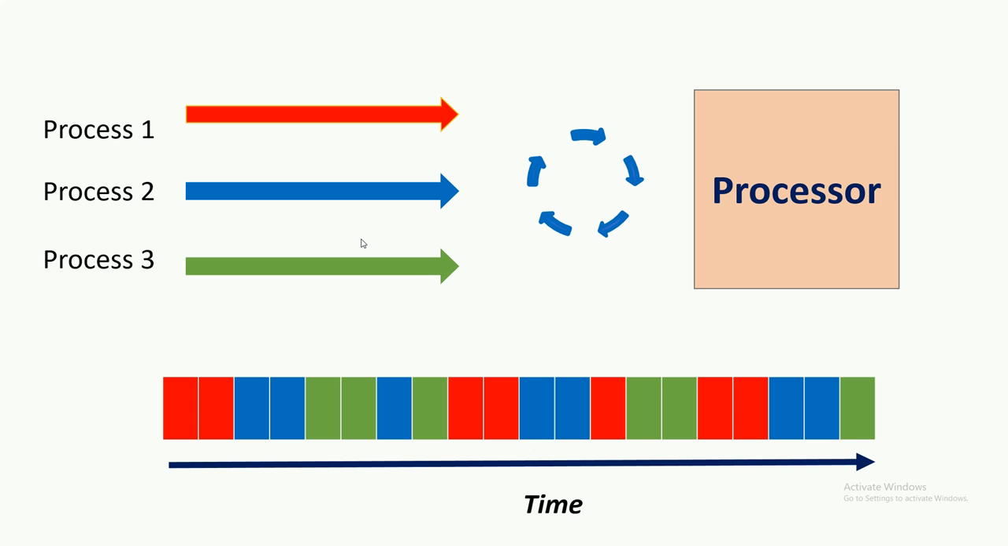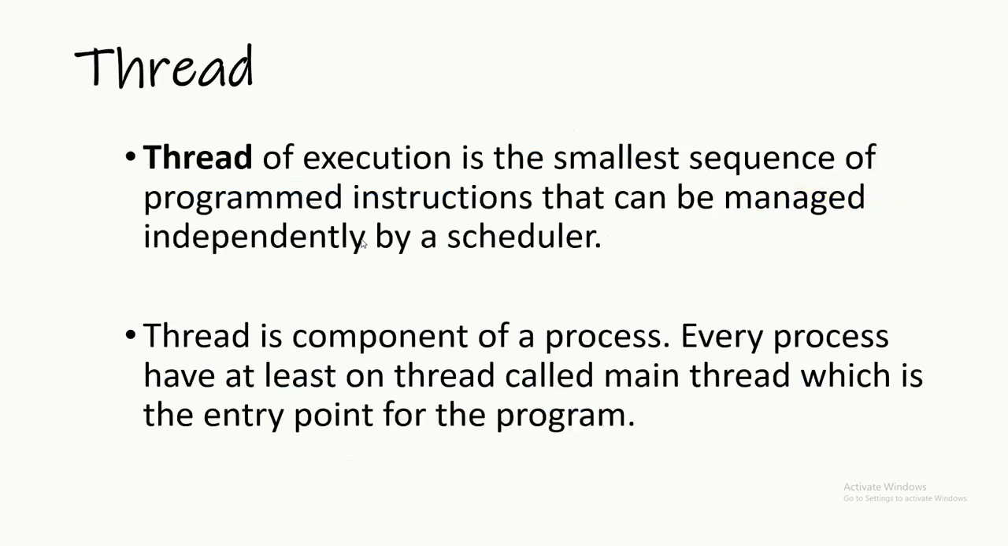Another important concept which is very similar to a process is a thread. A thread, or thread of execution, is the smallest sequence of programmed instructions that can be managed independently. A thread is a component of a process. Every process has at least one thread called the main thread, which is the entry point for that process. You can assume a thread as a scaled down version of a process. One major distinction between threads and processes is that within the same process, multiple threads can coexist and share the memory between them, which of course is the memory allocated for that particular process.